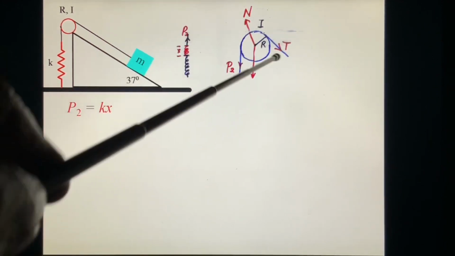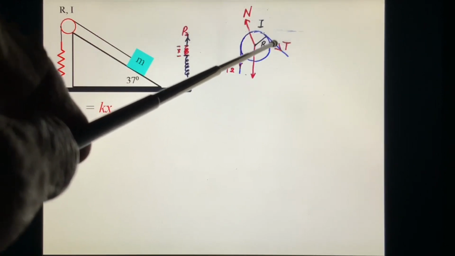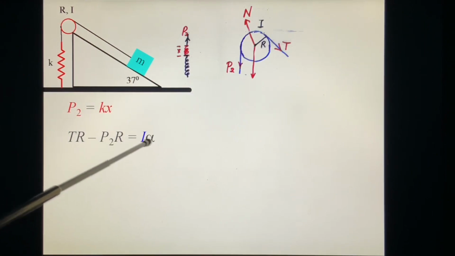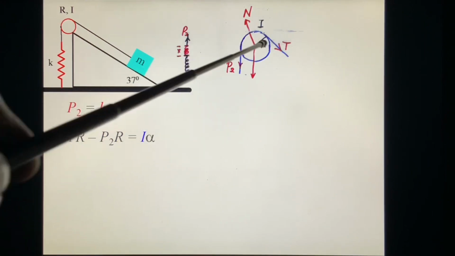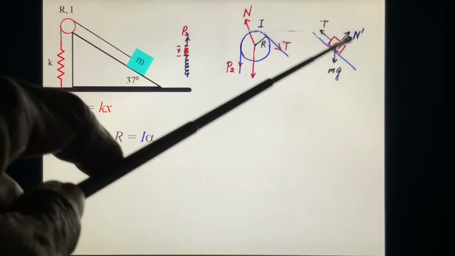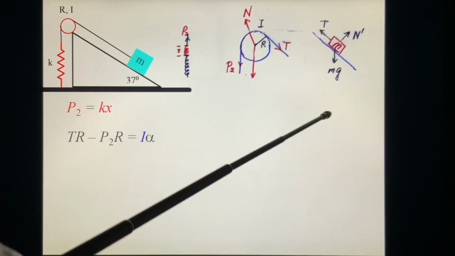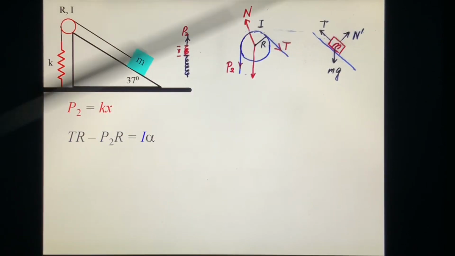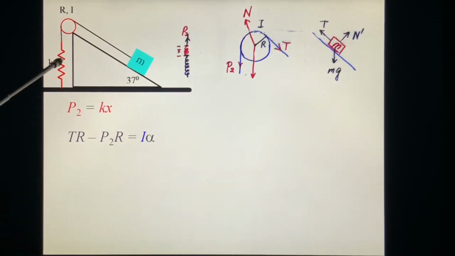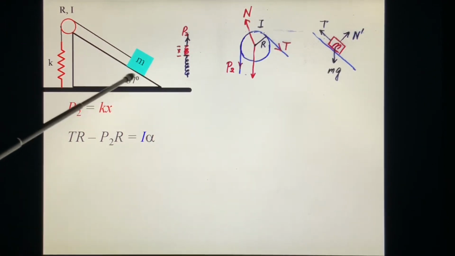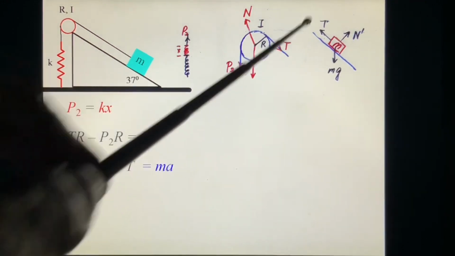So we write this equation for rotation: TR minus P2R equals I alpha. This I is given, and alpha is the angular acceleration. Then we see the block m. It has three forces: mg, tension T, and the normal force. It moves along this direction. When the spring side goes up, m moves down. So we have mg sine 37 degrees minus T equals ma.